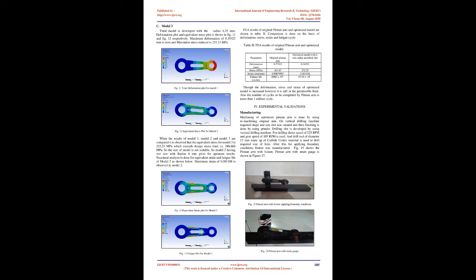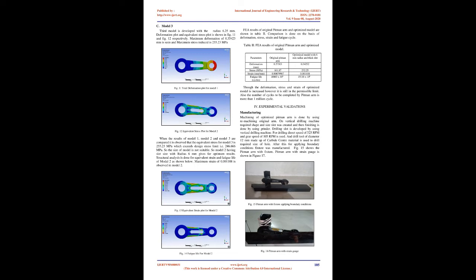Structural analysis is done for equivalent strain and fatigue life of Model 2 as shown below. A maximum strain of 0.001108 is observed in Model 2. The FEA results of the original Pitman Arm and the optimized model are shown in Table 2. Comparison is done on the basis of deformation, stress, strain, and fatigue cycle. Though the deformation, stress, and strain of the optimized model have increased, they are still within the permissible limit. Also, the number of cycles to be completed by the Pitman Arm is more than 1 million.